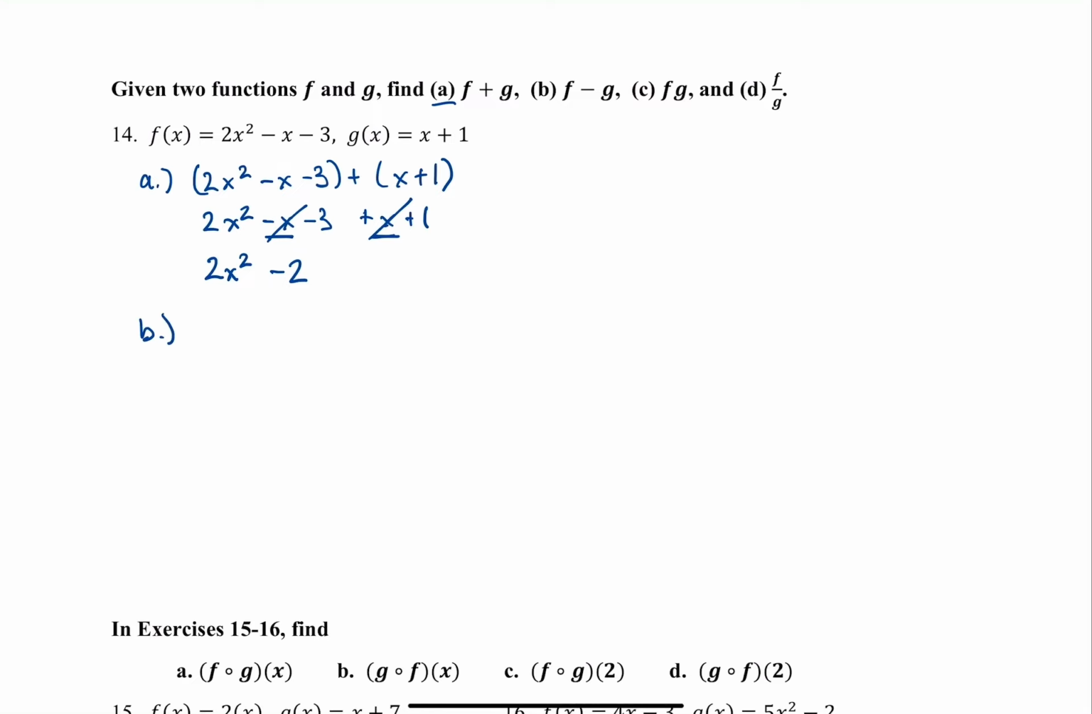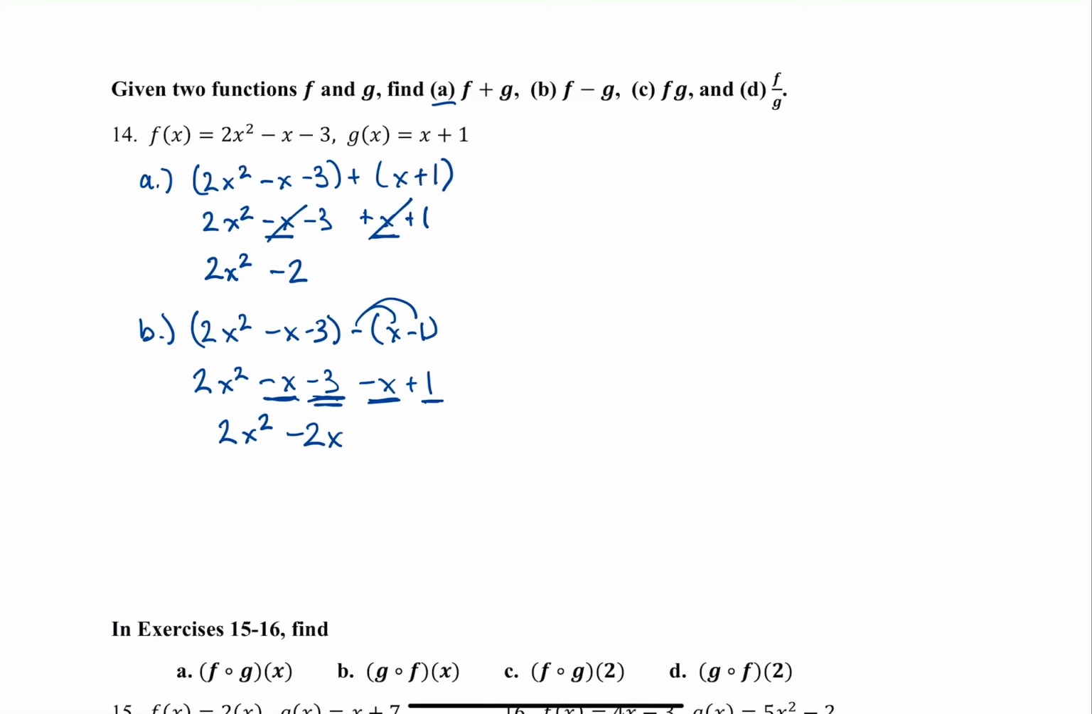In the case of B, we have 2x squared minus x minus 3. There's f, and we subtract x minus 1. So here we need to remember to distribute that negative. So we get 2x squared minus x minus 3 minus x plus 1. Combining like terms, we have 2x squared. This time, both x's are negative, so that's minus 2x. Again, both negative 3 and positive 1 are constants, so that's going to be a minus 2.